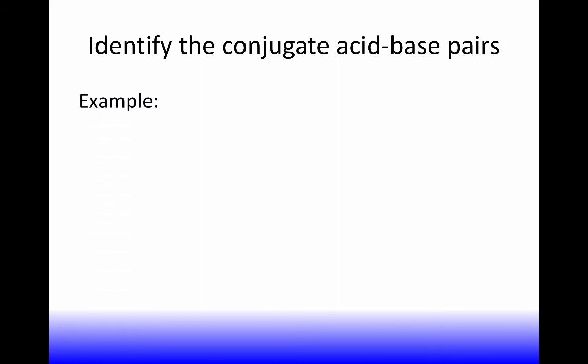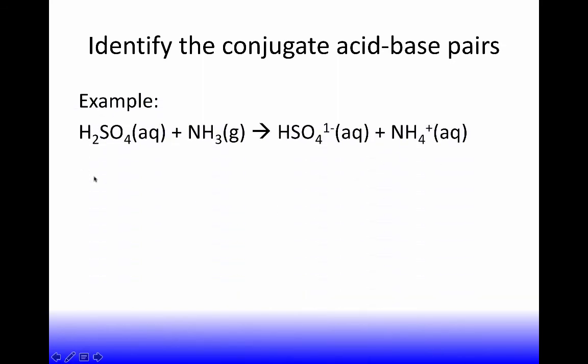Identify conjugate acid-base pairs. So here's an example. H2SO4 reacting with NH3, and it's making HSO4 1- and NH4 plus. Which one of these donates a hydrogen? Well, did this become H3SO4? No, it lost a hydrogen. So this one must be the acid. This one looks like it gained a hydrogen.